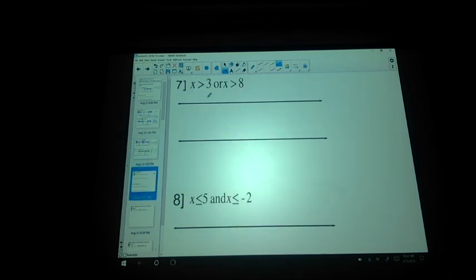Got another or statement, so I got 3 here, I got 8 here, open dot going this way, open dot going this way. Where do we start? 3. Rounded bracket to infinity. Why is it going to infinity? Why don't I stop it? Because it's or. Good.